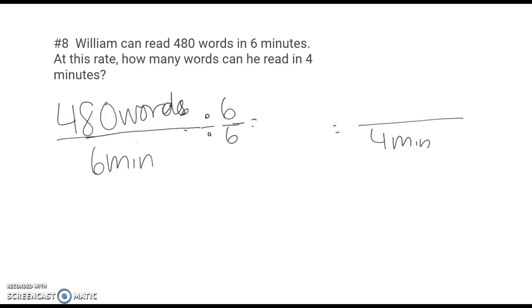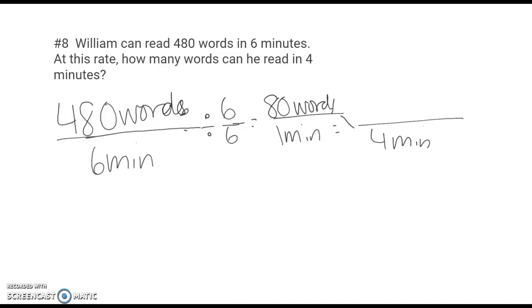480 divided by 6 is going to be 80. So it's 80 words. Divided by 6 is 1. So 80 words in 1 minute. And then I can use that to figure out how many words he would then read in 4 minutes.